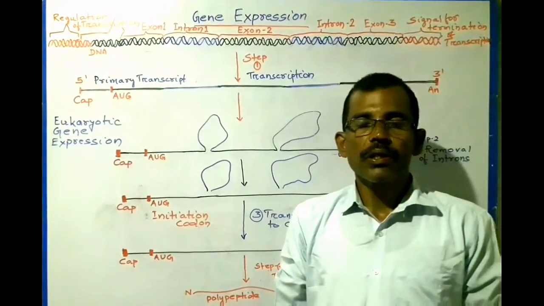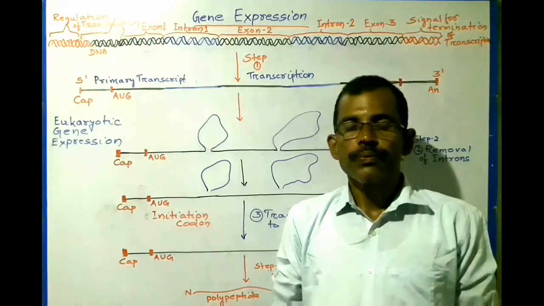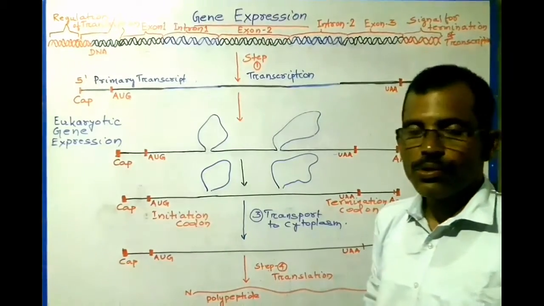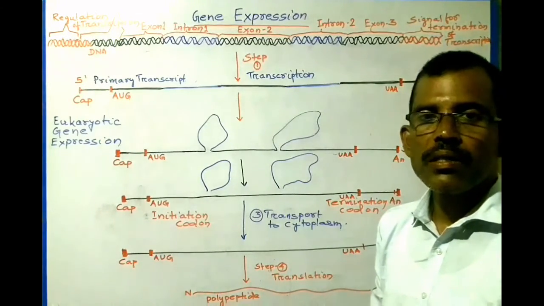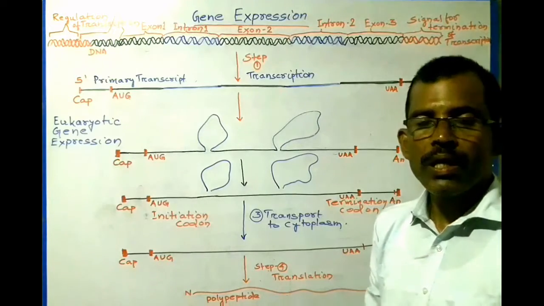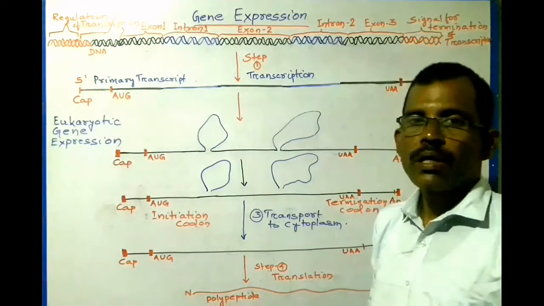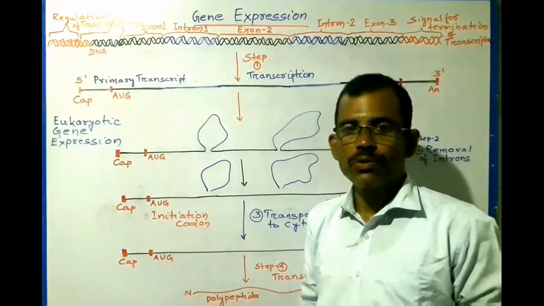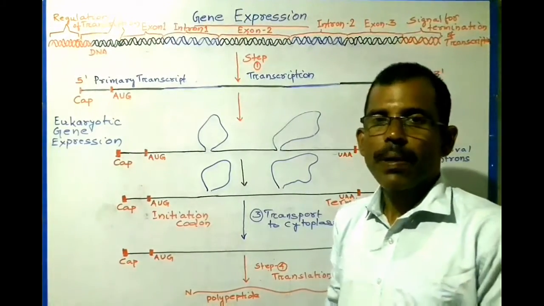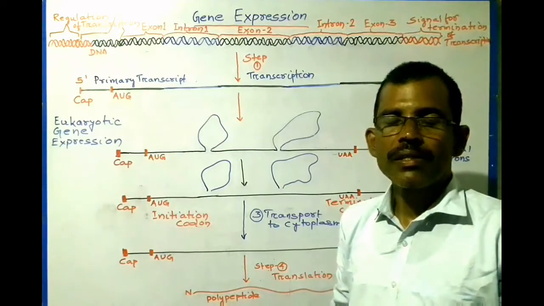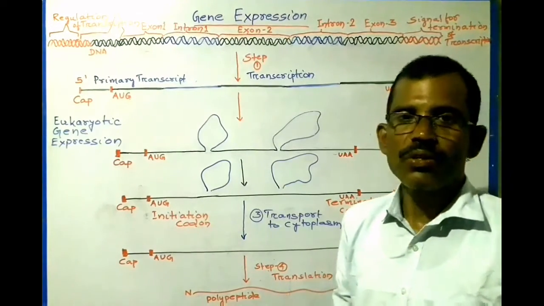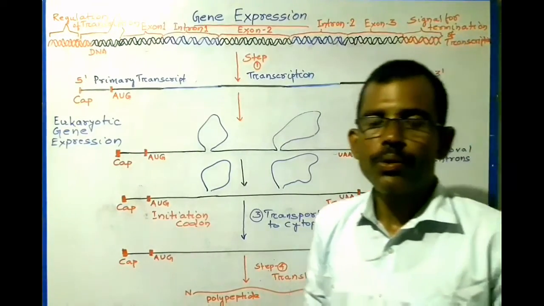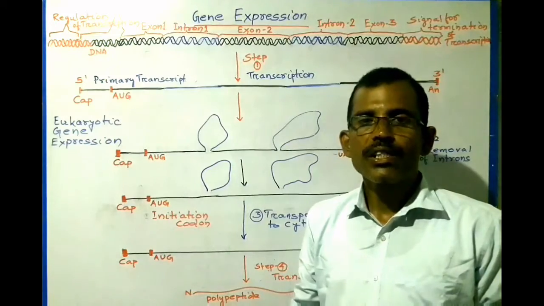Like prokaryotes, in eukaryotes also, gene expression involves two steps. In eukaryotes, most of the nuclear genes contain coding sequences and non-coding sequences. The non-coding sequences are called introns. Introns separate the coding sequences, which are known as exons. So most of the nuclear genes in higher eukaryotes are called split genes.